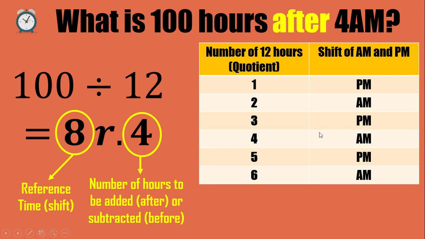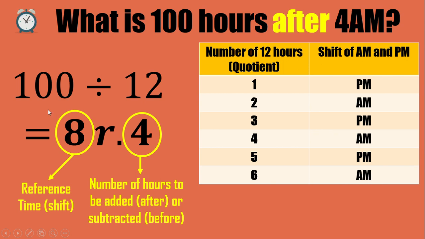As you notice, it has something to do with these two cases, which are the odd quotient and the even quotient. If we have an odd quotient, remember that you're going to shift from AM to PM, and vice versa. If your reference time is PM, you're going to shift to AM. So remember, if you have an odd quotient, you need to shift. While if you have an even quotient such as 2, 4, and 6, the reference time is the same. It will remain as AM.